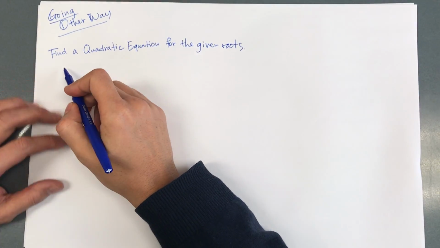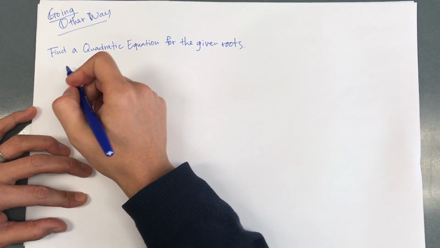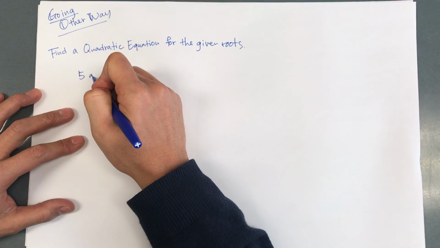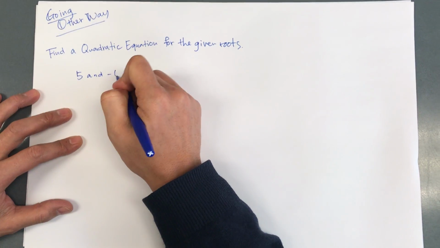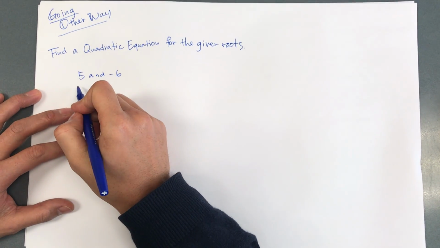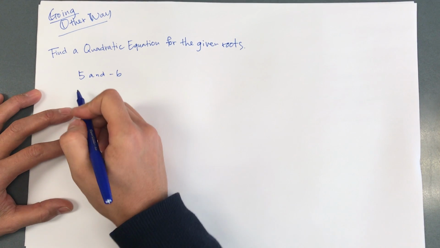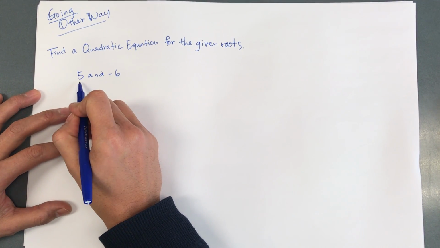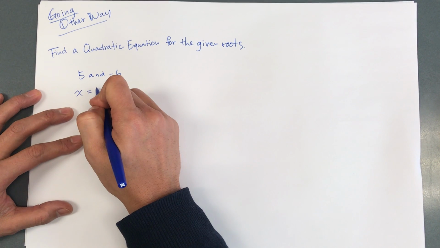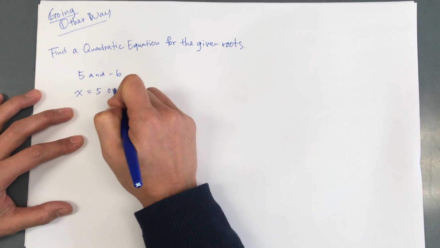Going the other way, we are going to find the quadratic equation for the given roots. For example, let's say we have 5 and -6. So let's say we have these two roots and we're going to find the quadratic equation for that. We know that the roots are 5 and -6. That means that x equals 5 or -6.